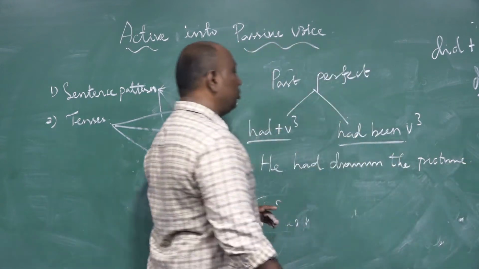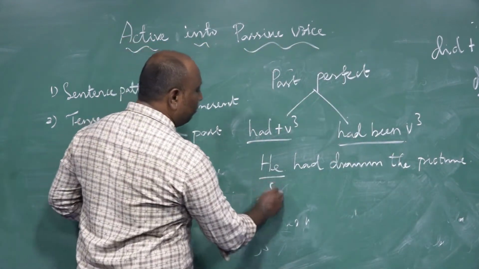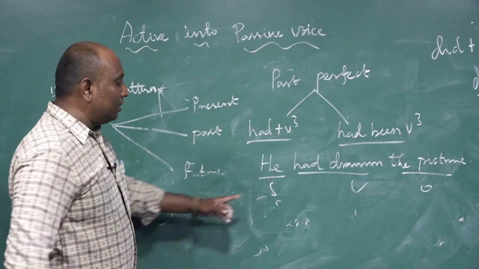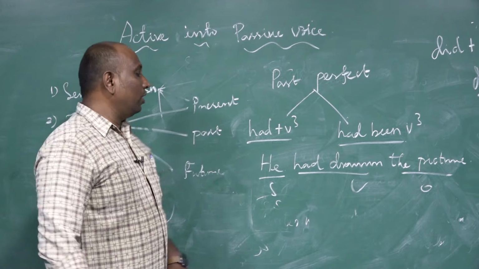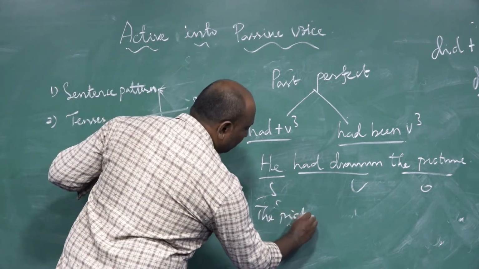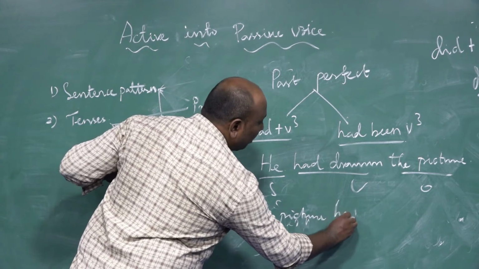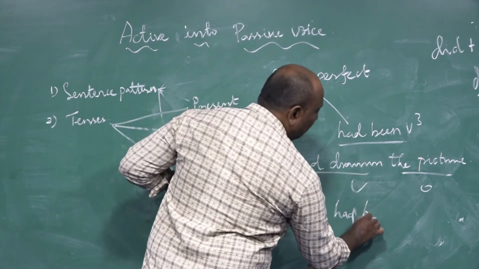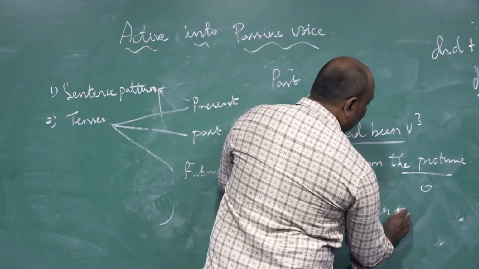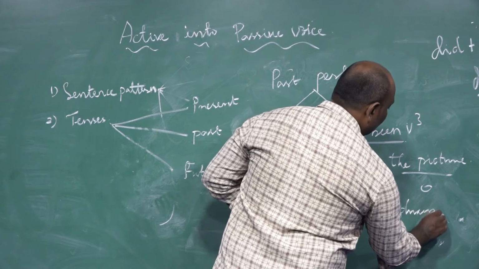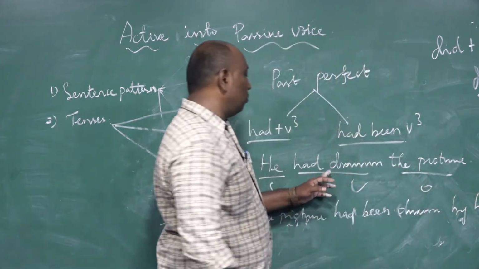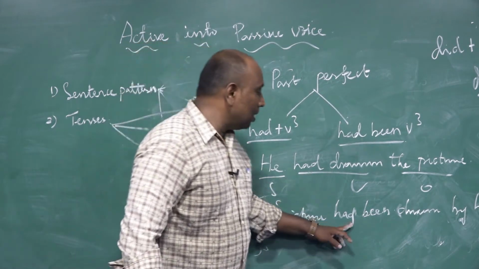He had drawn the picture. So look at this: he is the subject, had drawn is the verb, the picture is the object. So the object will come in the place of the subject, and the subject will go there. So the picture, we have to write had been plus verb third form. Already it is in third form, so we don't need to change it. Drawn by him. Whether singular or plural, we have to go with had been plus verb third form.